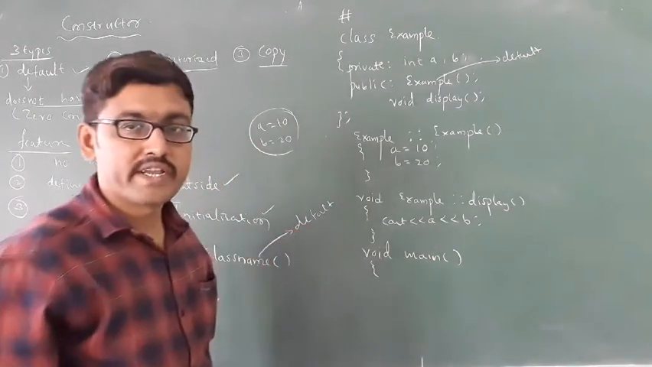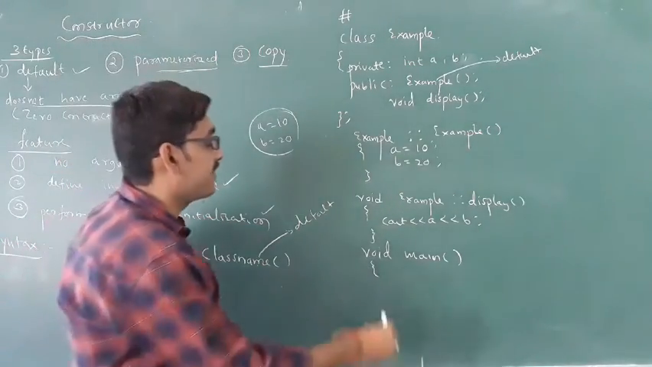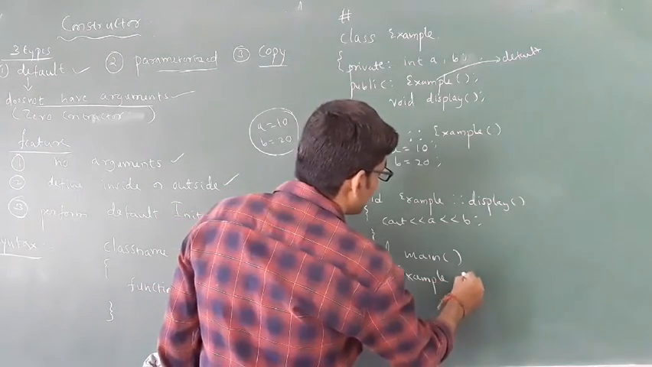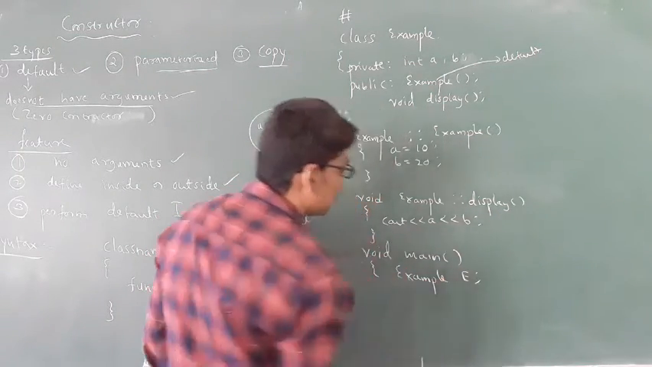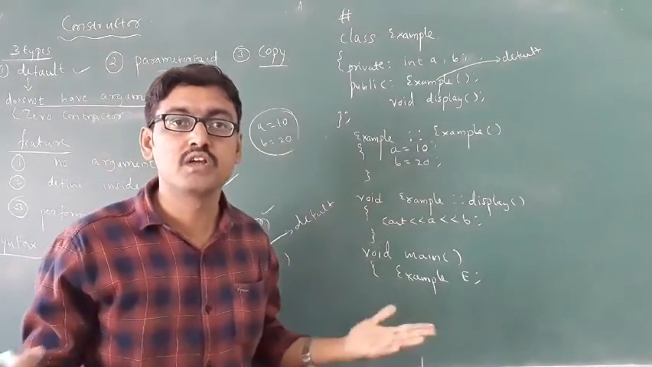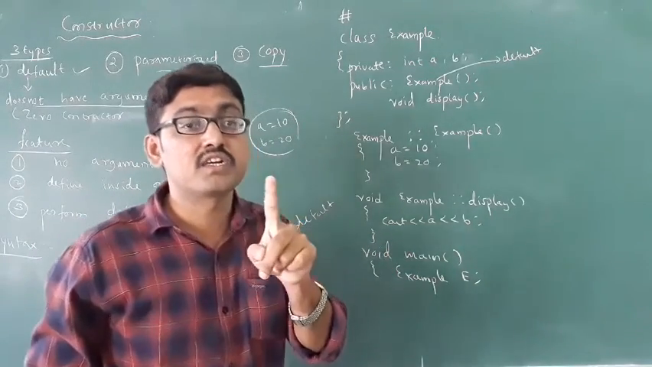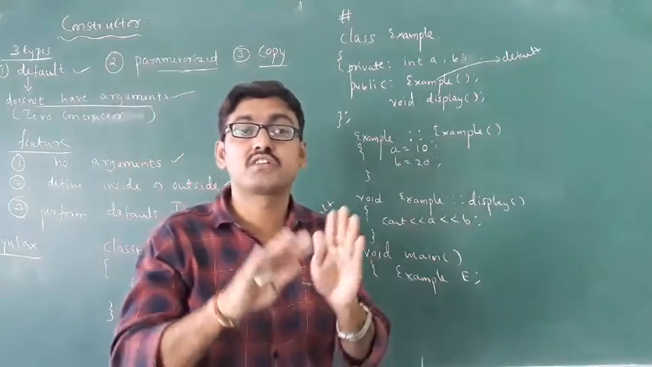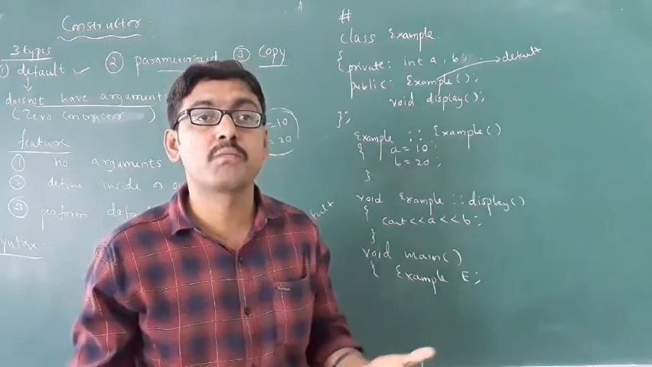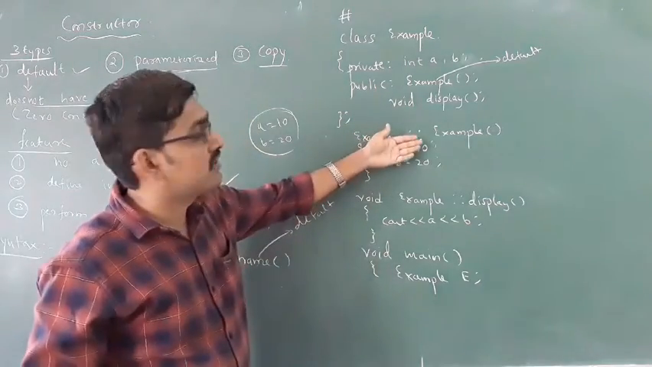Here, how to create an object, you already know how to create an object by using the class name. Example is the class name. I am taking here E as an object. Then how to access it, by using the dot operator. But you know the characteristics of a constructor: it cannot be accessed by using the dot operator. The constructors are always executed automatically. Don't call them by using an object and a dot operator. So leave this example.